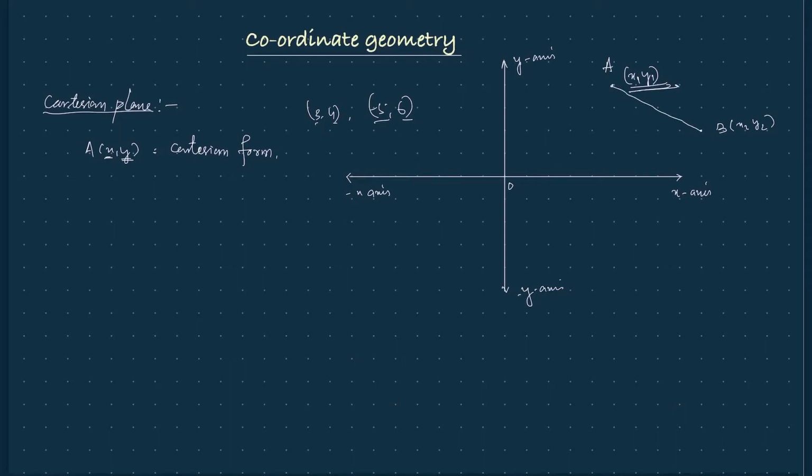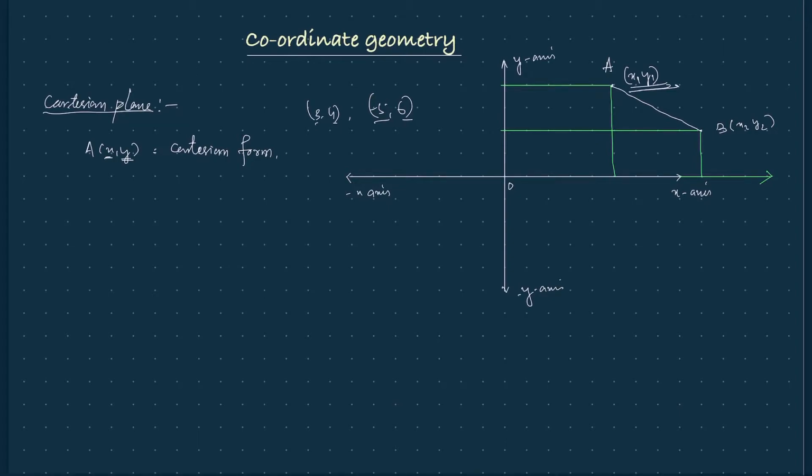To find that distance, what do we need to do? We need to draw a perpendicular from this point onto the x axis. This is our x axis. Since this is an arrow mark, that's why it is going forward, okay? No problem. Now we can draw like this, right? Okay, this is drawn.